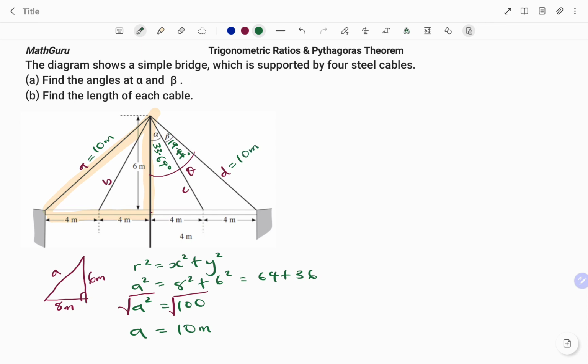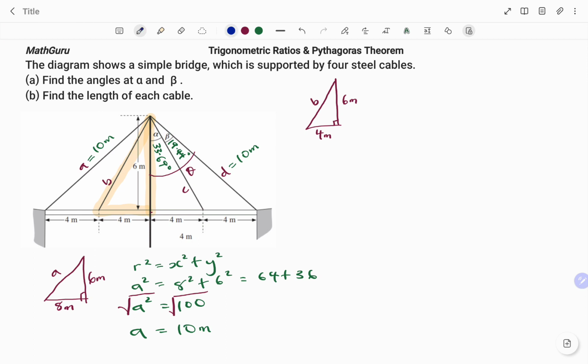Then to find the length of cable B, which is also equal to C, I'm going to start by showing you the triangle to use. That will be the smaller one. And if I draw out the rough sketch, I have my 90 degrees, I have the height of the pole, that's 6 meters. Then the base this time around will be 4 meters, and the length of cable B.